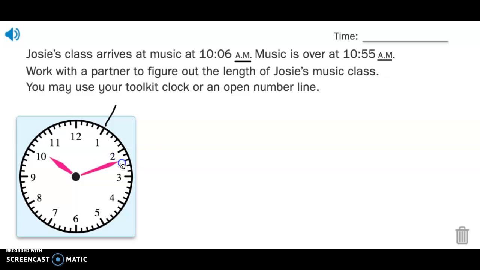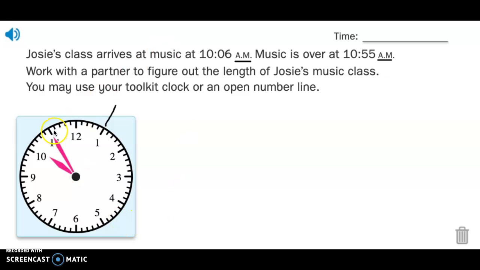10:10, 10:15, 10:20, 10:25, 10:30. Are we there yet? Whew, nope, we got to keep going to 55. So we just ended at 10:30. Ready? 10:35, 10:40, 10:45, 10:50, 10:55. Whew, we made it.